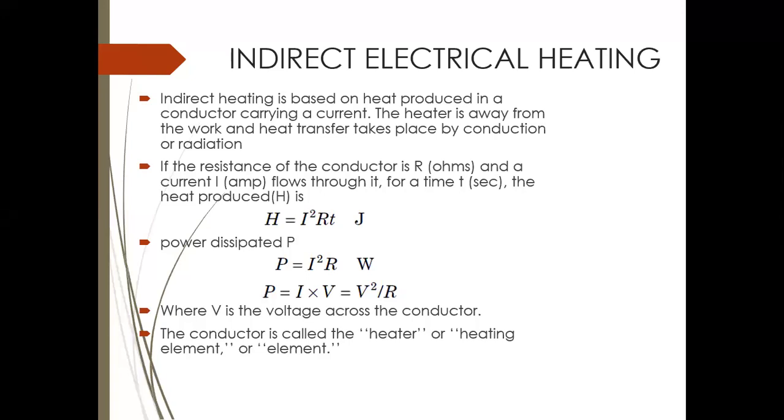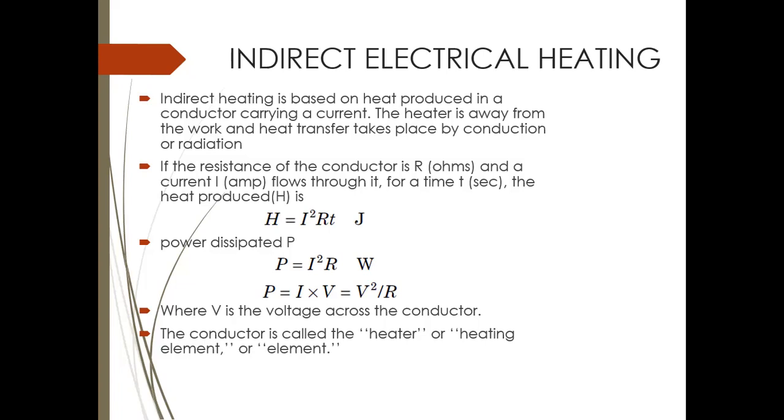Indirect heating is based on heat produced in a conductor carrying a current. The heater is away from the work, and the heat transfer takes place by conduction or radiation. If the resistance of the conductor is R ohms and a current of I amperes flows through it for a time t seconds, the heat produced will be equal to I square R t joules. The power dissipated is P equals I square R watts.